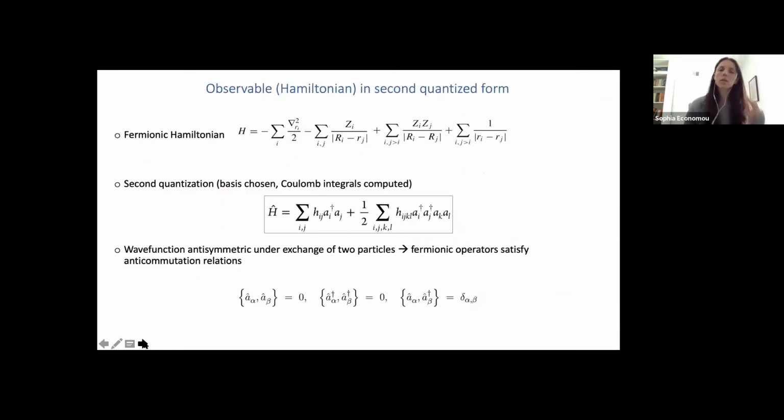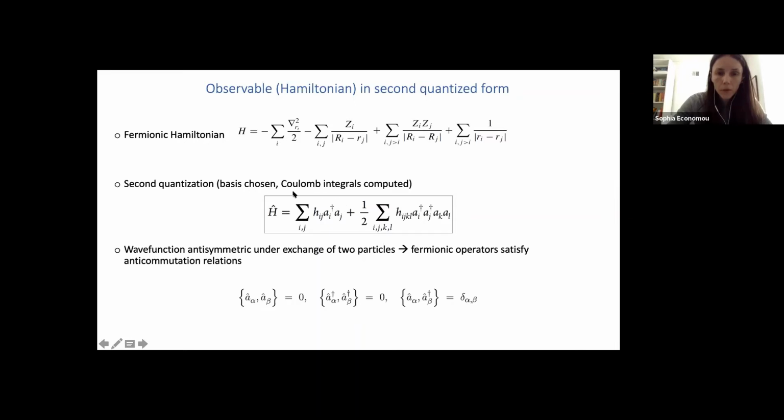So for most of these problems, we start with a Hamiltonian in a second quantized form, which means that we have already picked some bases. And we have already calculated the Coulomb integrals. So that is done. It's a pre-processing step. It's done classically. Particularly chemists have tables with these numbers that we can use.